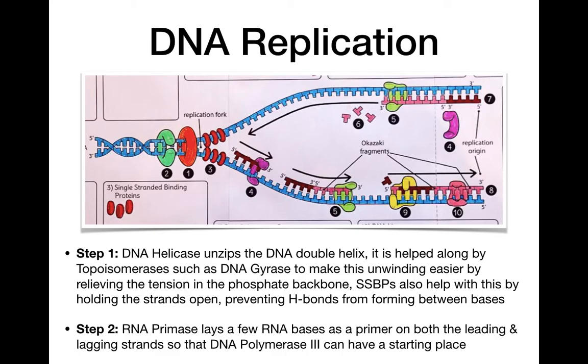The next step is RNA primase, going to lay a few RNA bases as the primer, and this happens on both the leading strand and the lagging strand, because DNA polymerase 3 needs a place to start. It can't just start on a blank, it has to have a primer to get it started. DNA polymerase 3 is very efficient, but it needs help to get started. Okay. And notice there are multiple primers on the lagging strand, but only a single primer on the leading strand.